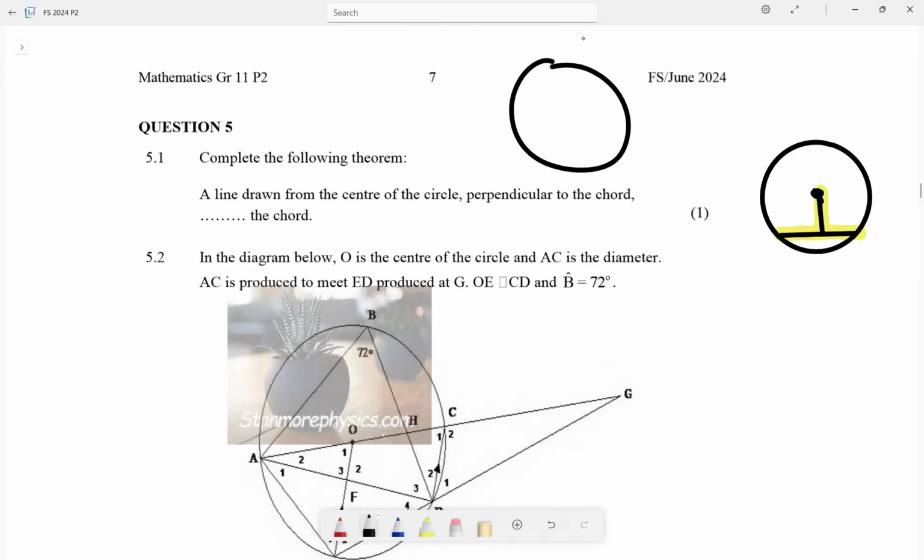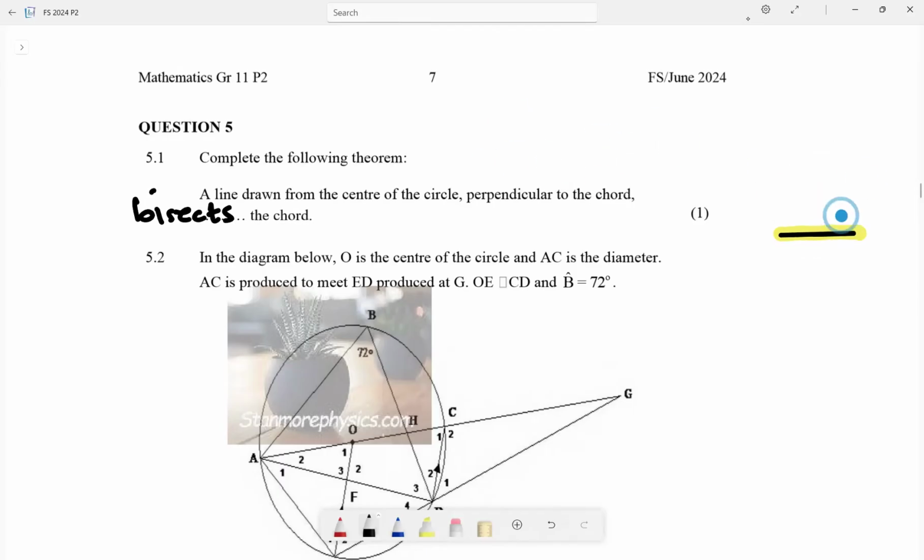A line from the center of the circle, perpendicular to the chord, bisects the chord. If I'm told this is perpendicular, it bisects the chord. You can look at the proofs under the Euclidean geometry videos. I have a playlist for that one. If you're not sure about Euclidean geometry, you can watch those.